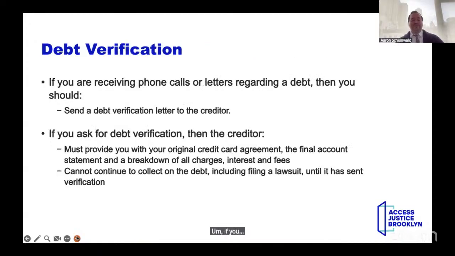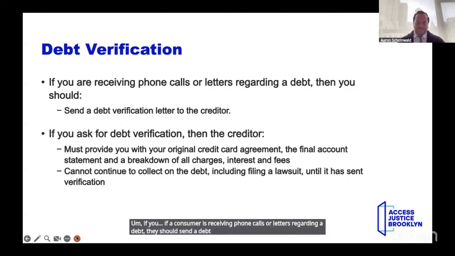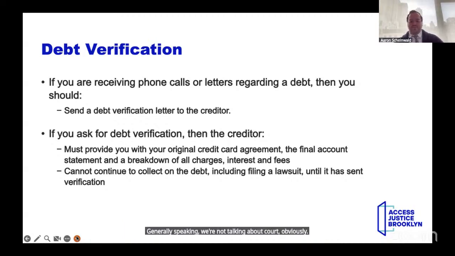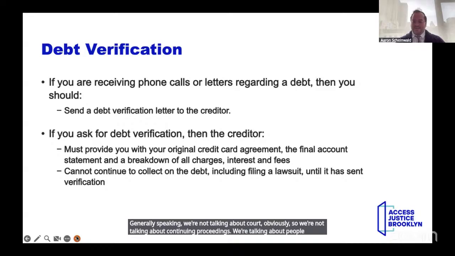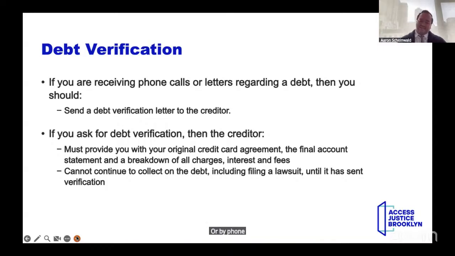If a consumer is receiving phone calls or letters regarding a debt, they should send a debt verification letter. And we'll go into shortly what that means. So if you ask for debt verification, the creditor, most importantly, cannot continue to collect on the debt. Generally speaking, we're not talking about court, so we're not talking about continuing proceedings. We're talking about people contacting you or possibly harassing you, trying to get money from you outside of court. They cannot continue to collect on the debt, which includes filing a lawsuit, but obviously includes contacting you further by mail or by phone or by text or by email until they have sent verification.